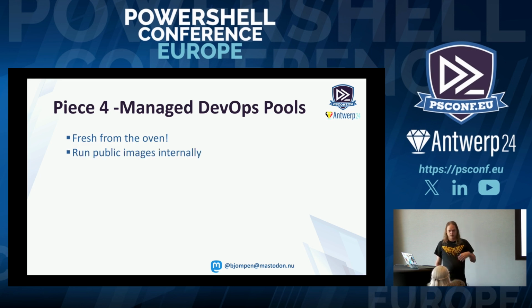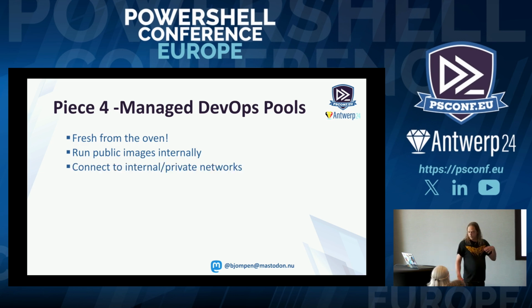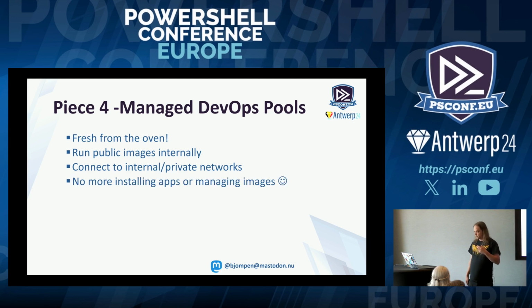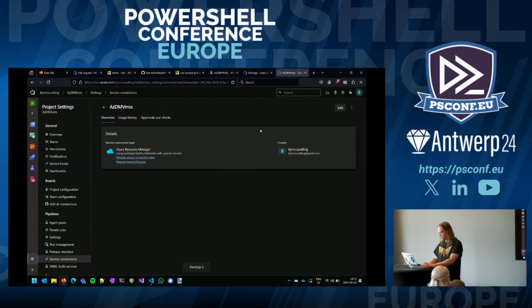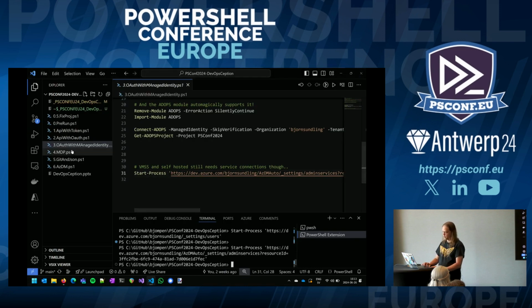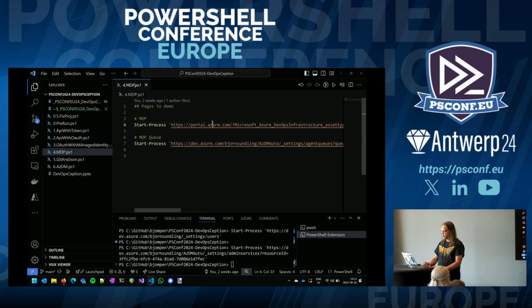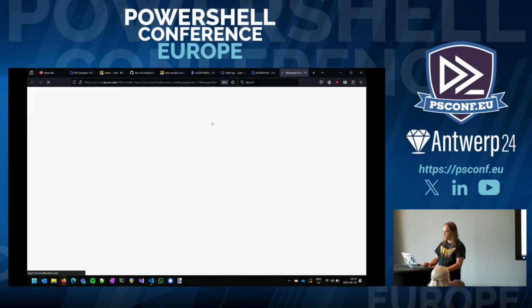It basically means you can run public images internally. So you can do stuff like mount them to your internal network. Or just run the Azure DevOps images, but as your own scale sets instead. Now, of course, we're going to look a bit at how it looks. I don't have that many demos because, well, basically there's not much to show.